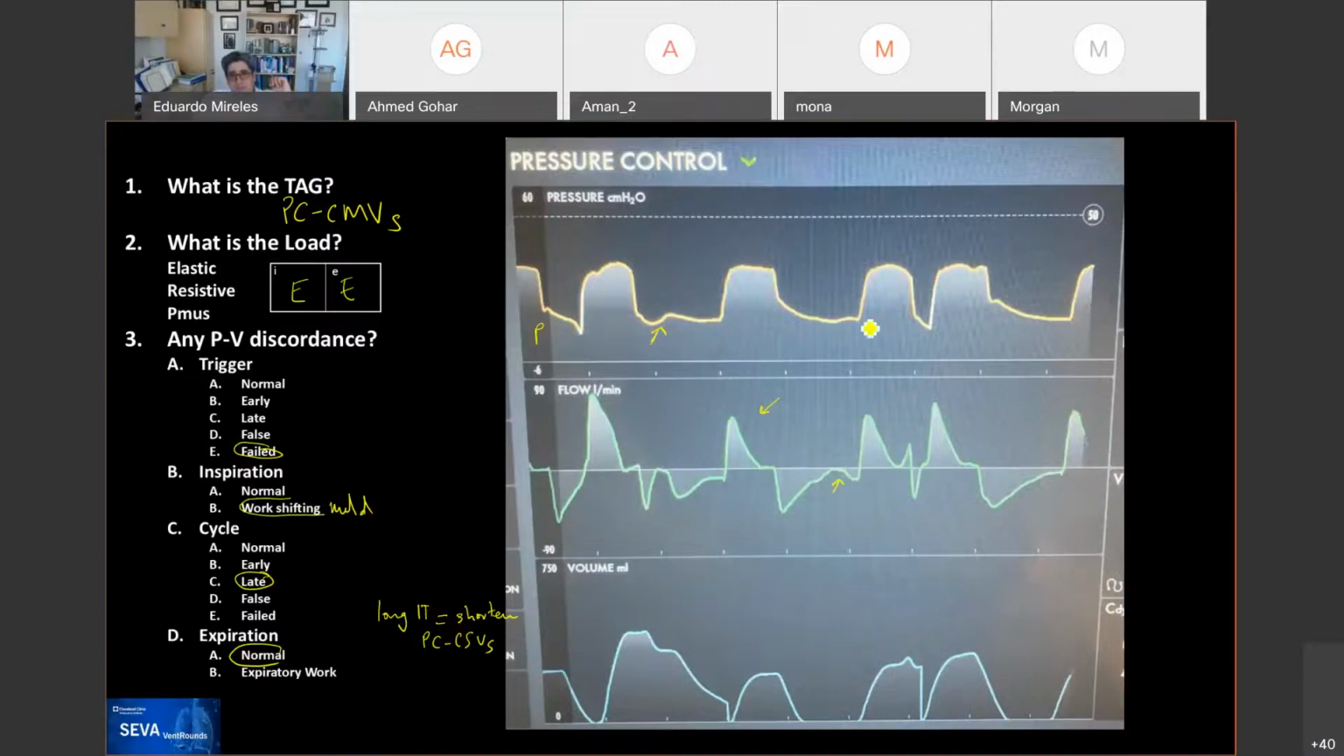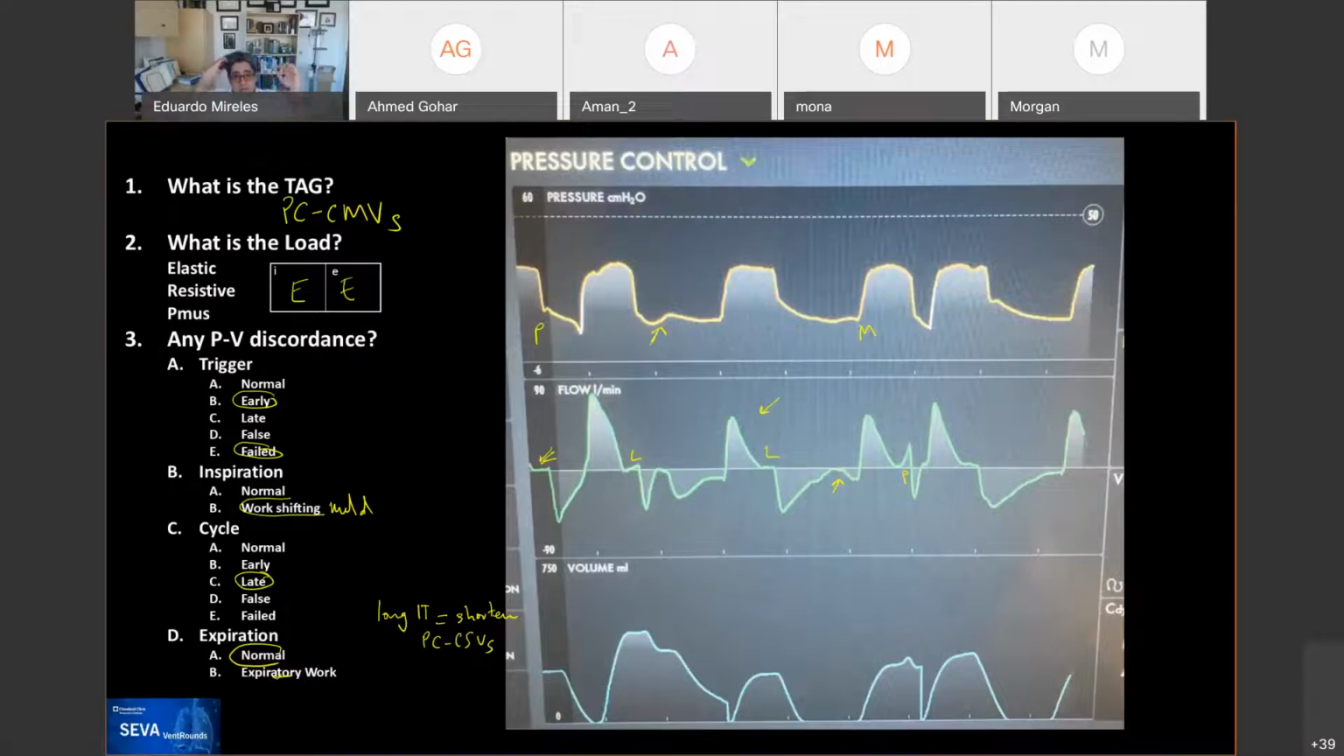And then this breath has the classic pattern. This is a mandatory breath, and you see evidence of PMOS in here. So that becomes an early trigger. So you have failed and early trigger on these two breaths. In terms of inspiration work shifting, I agree with you. There's some work shifting here on this one. In terms of cycle, the key feature is late. Actually, you can see this breath over here, how it's late cycle, late cycle, late cycle. This one is an early trigger, so you cannot see it, but it was going to be a late cycle, without a doubt. And finally, the expiration, there's some work, but mainly normal. It's all these missed efforts that are occurring.